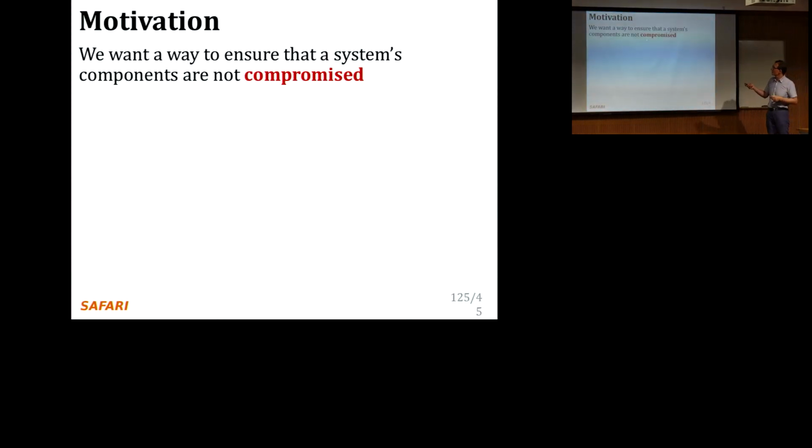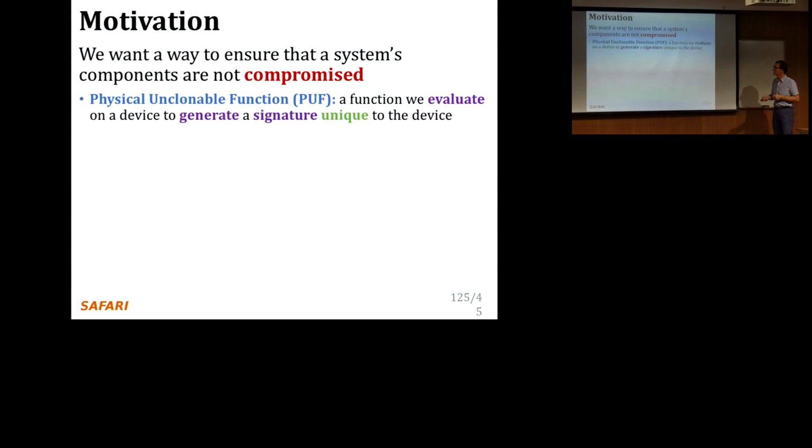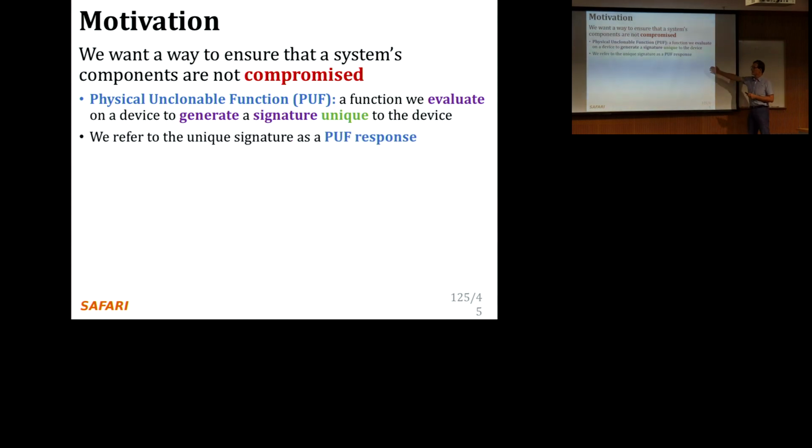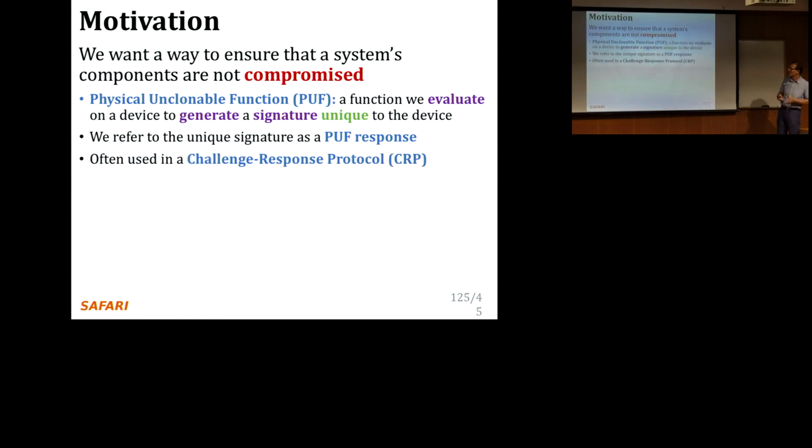Basically, we want a way to ensure that a system's components are not compromised. And physical unclonable functions were proposed in early 2000s. It's a function that you evaluate on a device to generate a signature unique to that device. There are other use cases, but I'm going to motivate it with this use case. And you refer to this unique signature as a PUF response. It's called a PUF, basically.